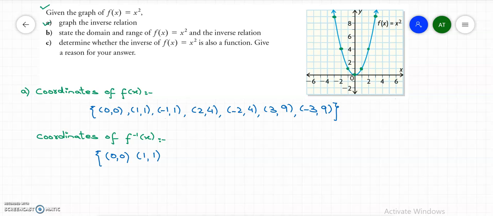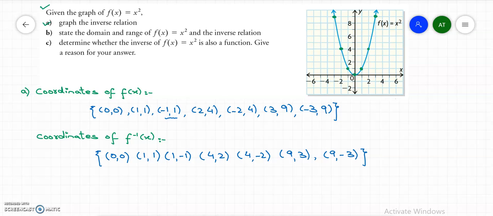Now how can we switch negative 1 and 1? When we're switching negative 1, 1, it would be 1, minus 1. 2, 4 changes to 4, 2. Minus 2, 4 changes to 4 and minus 2. 3, 9 changes to 9, 3. And minus 3, 9 changes to 9 and minus 3. Okay, so we have got the coordinates of the inverse function.